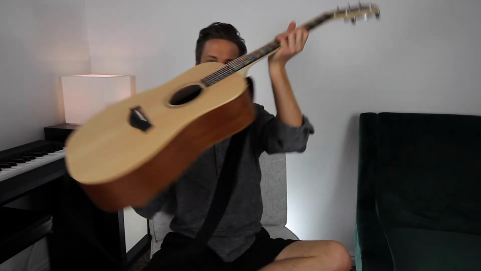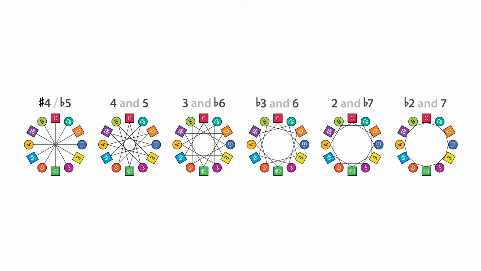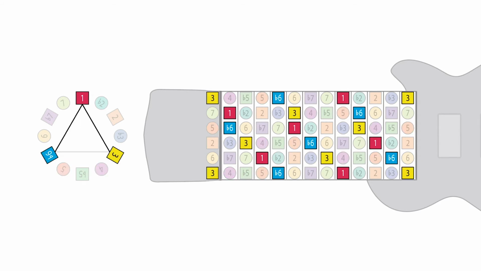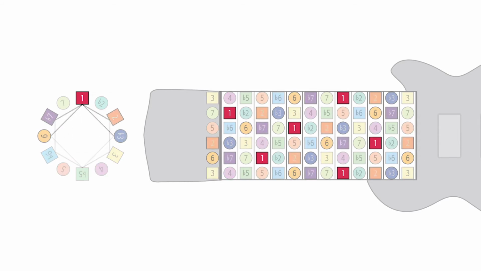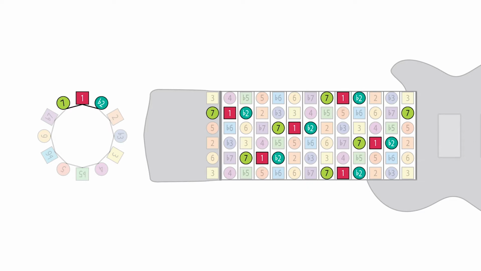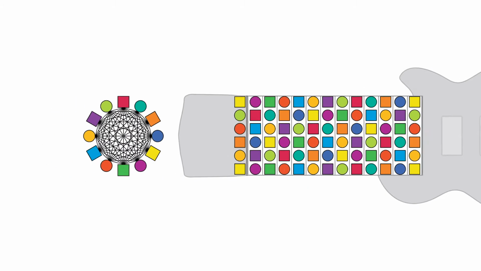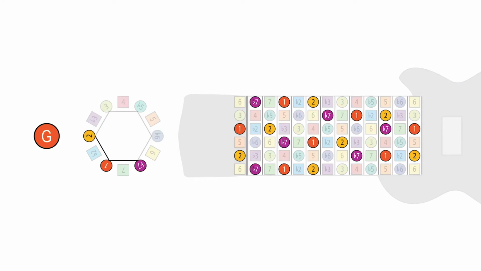Now, in the fretboard geometry series, we picked apart these symmetrical geometric patterns, and we applied them to the guitar fretboard so that we could really understand the layout of these patterns and not just look at them, but hear them and play them on the fretboard. And we saw that because they're symmetrical, they apply in the same way across all 12 keys.